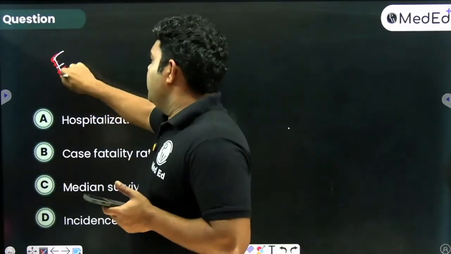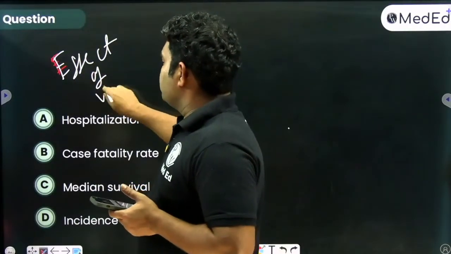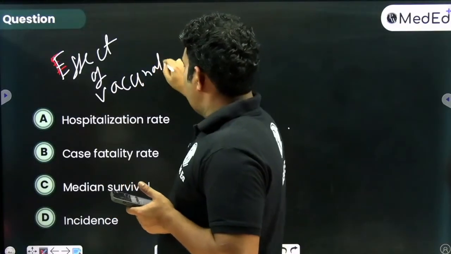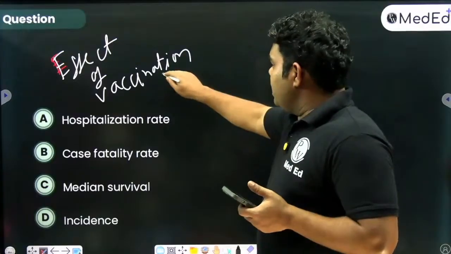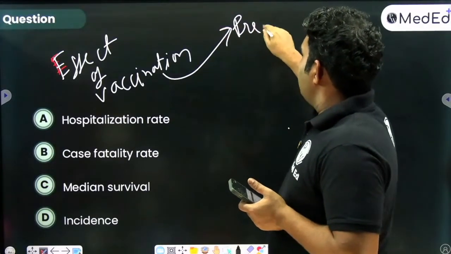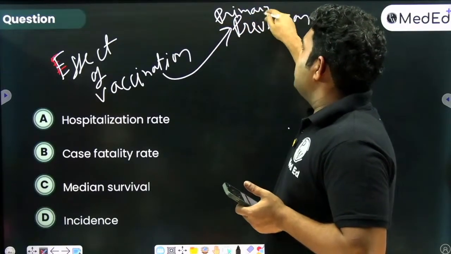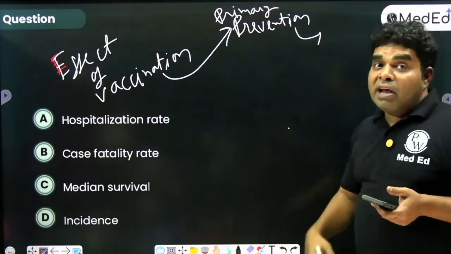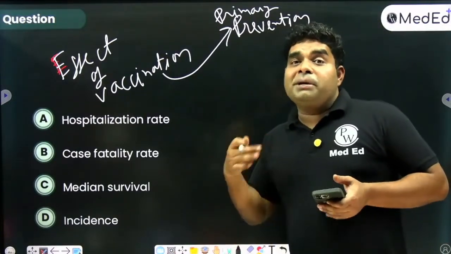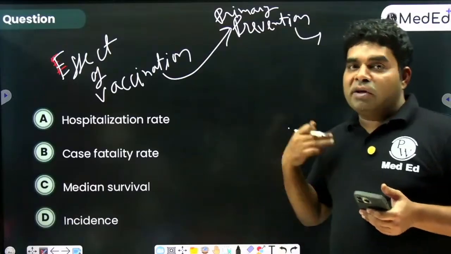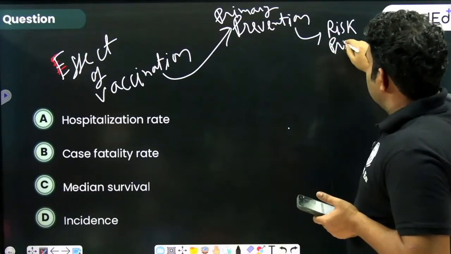So that question looks big, but if you decode it, it is very simple. They are just asking what is the effect of vaccination. And I hope you all know what is the purpose of vaccination. Vaccination means prevention. Which level of prevention? It is primary level of prevention. Primary prevention means prevention when risk is there, disease is not there. जब खतरा हो और बीमारी अभी ना हुई हो, तब हम कहते हैं प्राइमरी प्रिवेंशन. So primary prevention means risk present, disease absent.